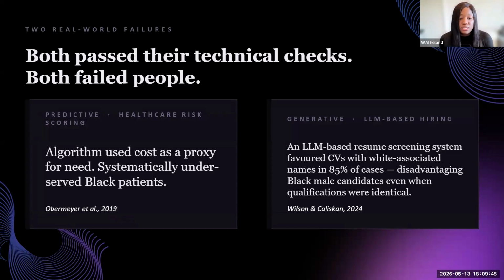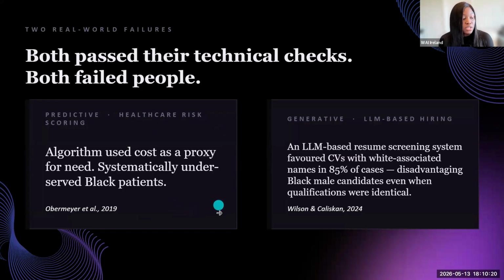The algorithm was designed to identify high-risk patients who needed extra care. Because, of course, health need is hard to measure directly, the developers of this system used healthcare costs, basically how much a patient was spending, as a proxy to determine the need. And you can have an idea of what will go wrong there, if they're using just the cost.